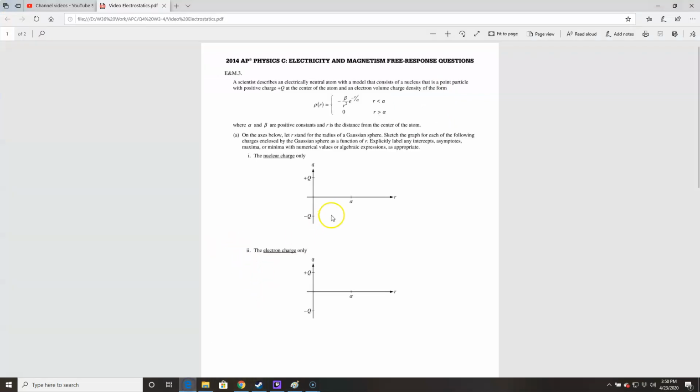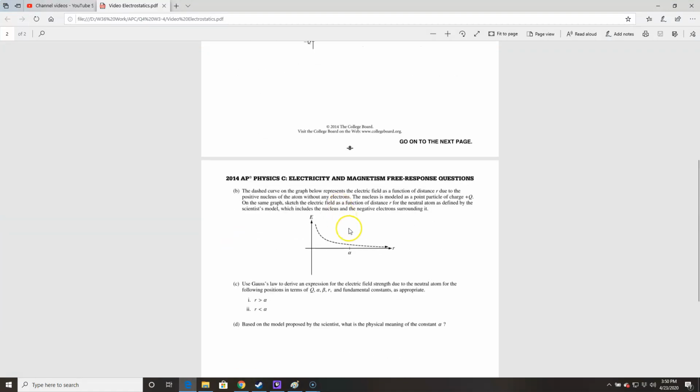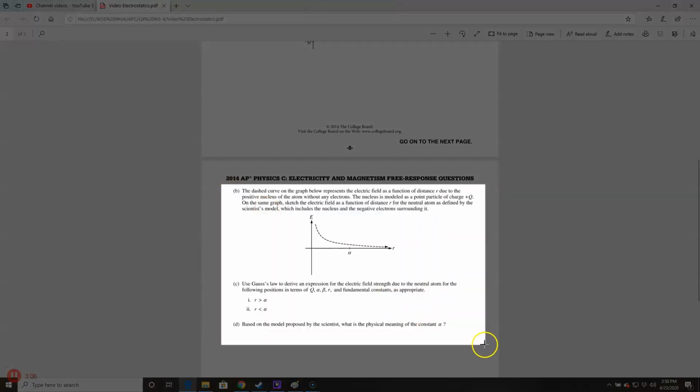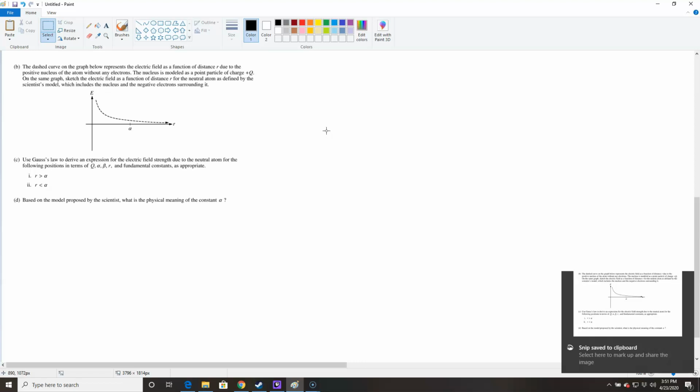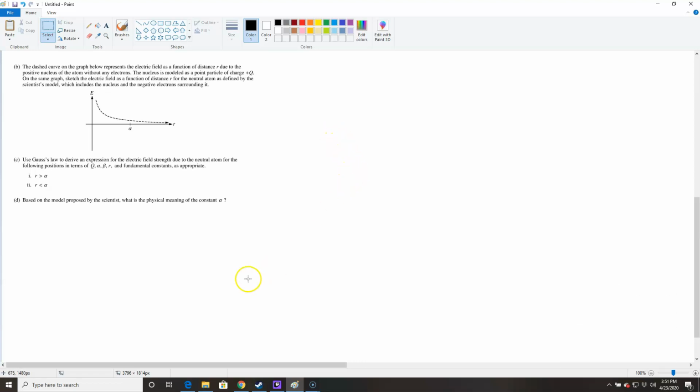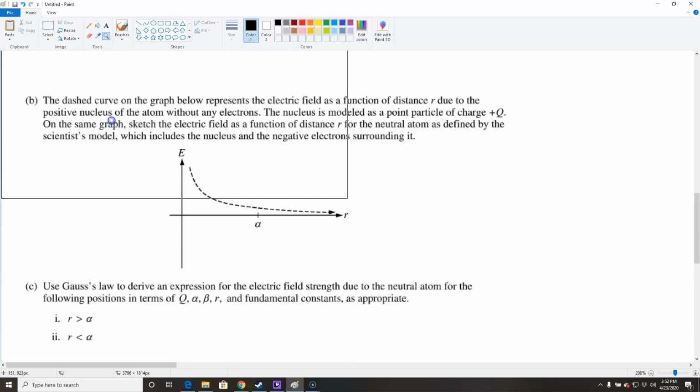Let's go ahead and take a look at part B. So for parts B, C and D, I'll copy this and paste it over. Part B says the dashed curve on the graph below represents the electric field of the nucleus. So where do we go from here? This dotted line is showing the electric field created just by the nucleus, and we need to sketch in what happens if we include the electron clouds. Basically, once I hit alpha, the charge enclosed is 0. So we're done there.